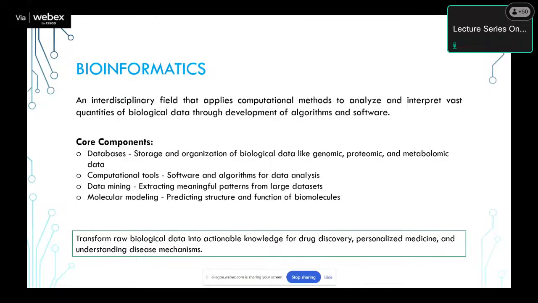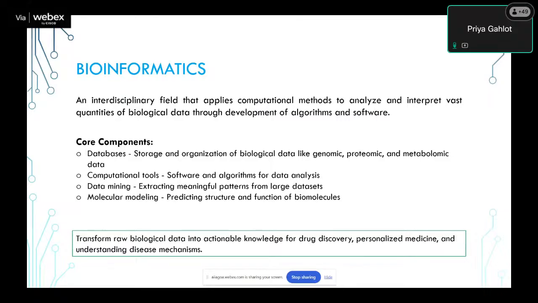Yes. So today we will be discussing bioinformatics. Bioinformatics is an interdisciplinary field where we apply computational methods to analyze and interpret the available biological data using certain algorithms and software. For bioinformatics studies, we use certain components, namely databases. These databases store and organize the biological data available to us, like genomic data, proteomic data, or metabolomic data. So we can have access through these databases.